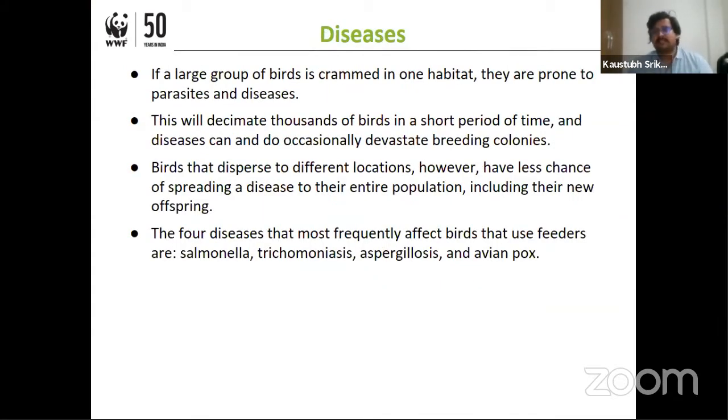Now, diseases are very important to know because a lot of birds go and visit feeders, because it's more like a complementary food supply to a lot of birds.